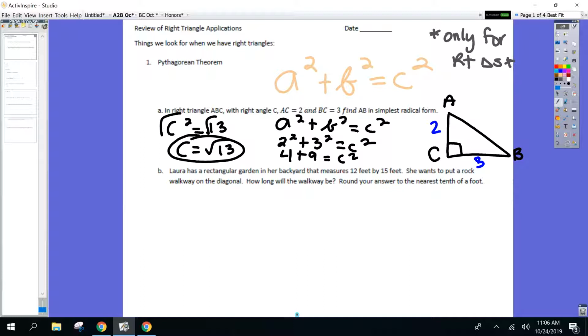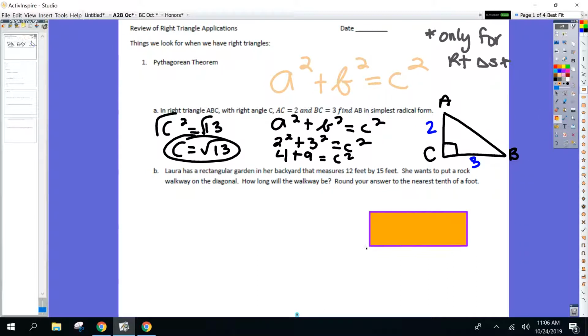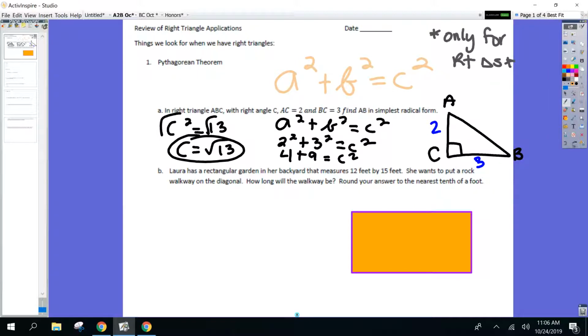All right, you ready for Laura in her backyard? Conveniently, it's in the shape of a rectangle for us, huh? And it measures 12 by 15. And she wants to put a rock walkway on the diagonal. Diagonal again, you geometry studs? Just where do I put a diagonal? Corner to corner? Okay.